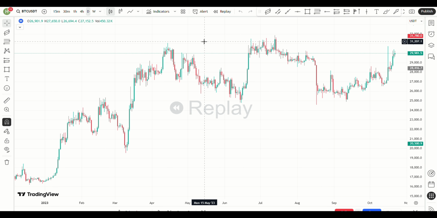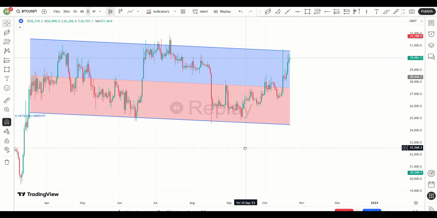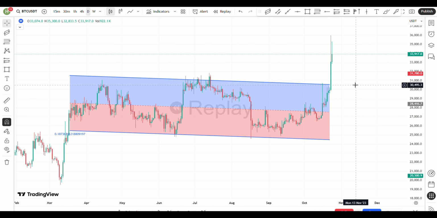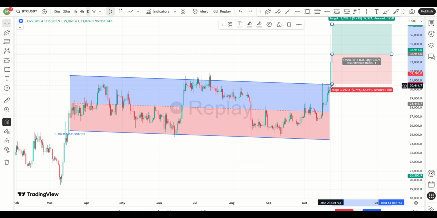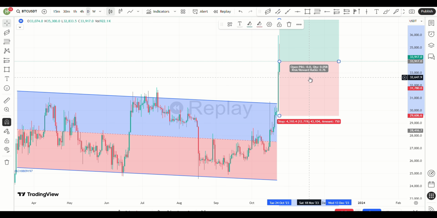Look, here is one more sideways market. We're going to put this regression tool from here to here, and here is a breakout of this regression trend. We're going to place a buy trade here. Our stop loss will be at the bottom of this strong momentum candle, and our risk reward ratio will be 2.5.